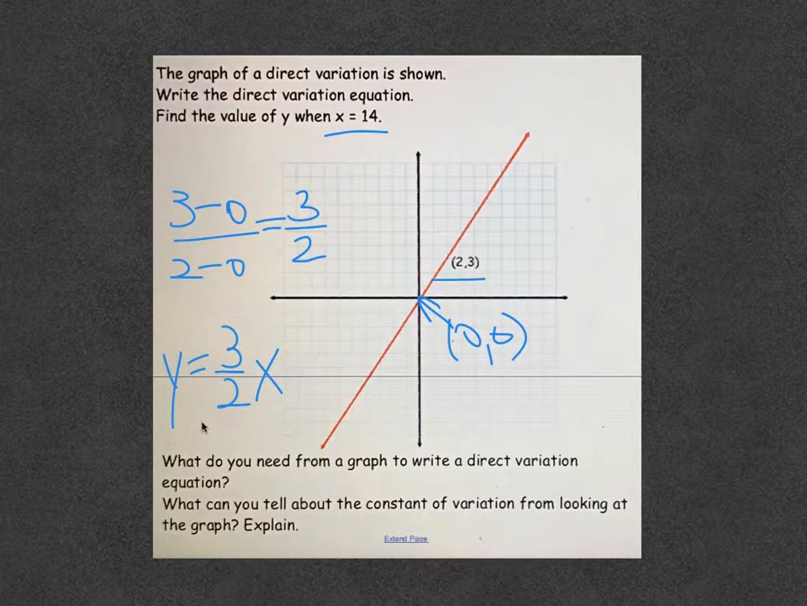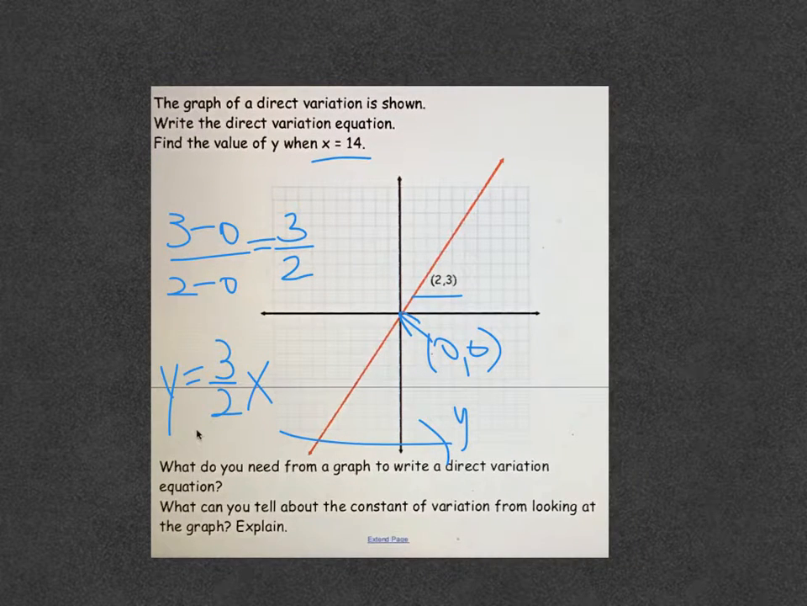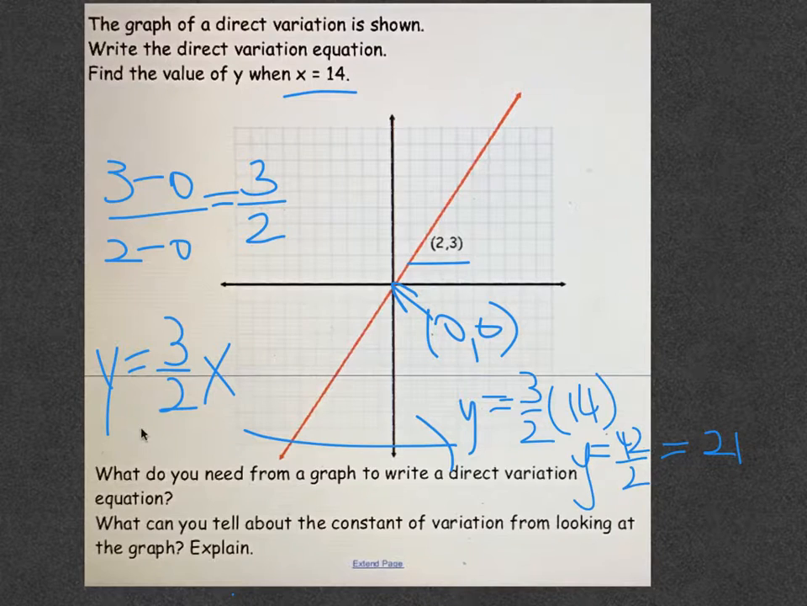And now I can plug in. When x is 14, what is y going to be? When x is 14, I end up with y is equal to 21, because I'm plugging in these numbers. I plugged in 14 here, and that's going to be 42 over 2, so that's going to end up with 21. So my final answer is that when x is equal to 14, y is 21.